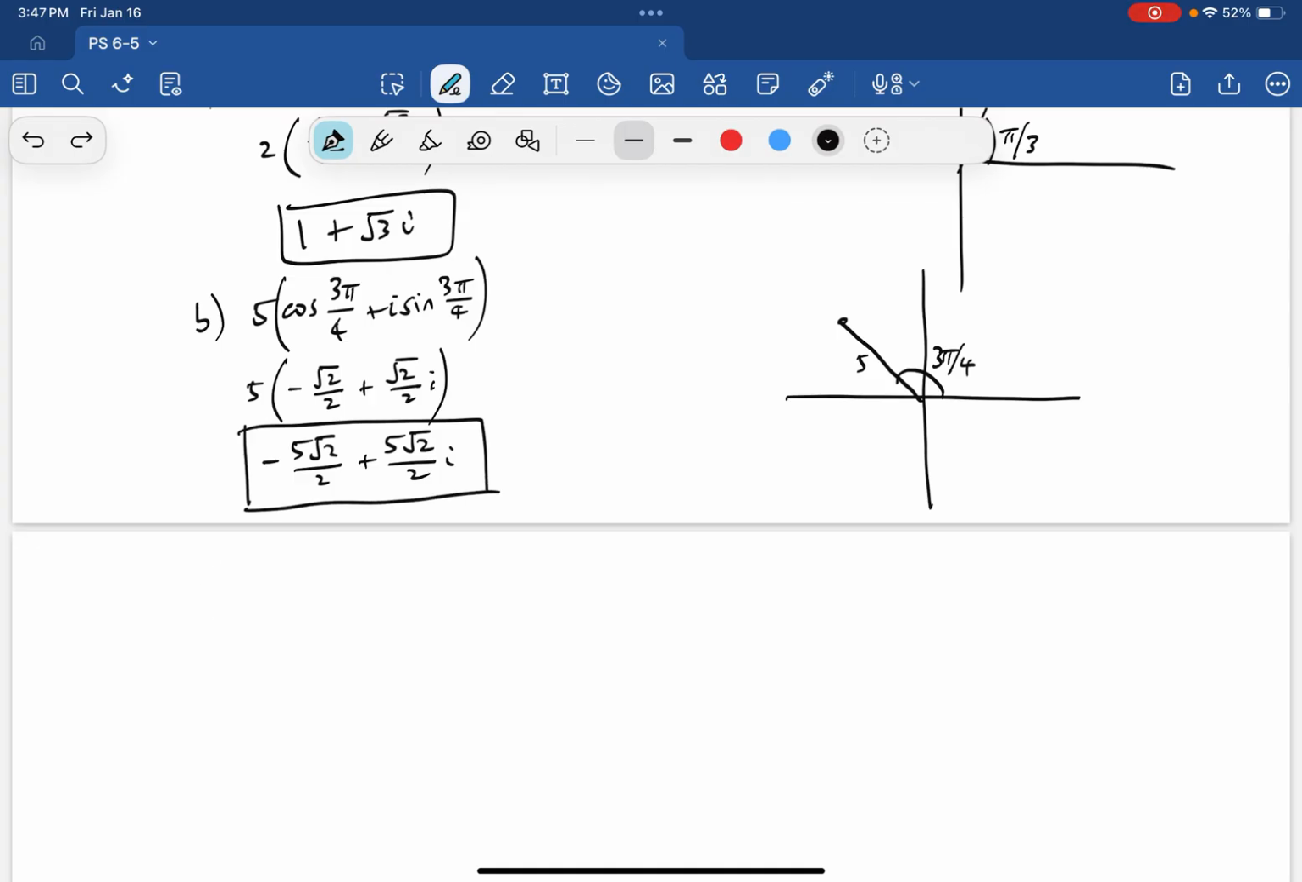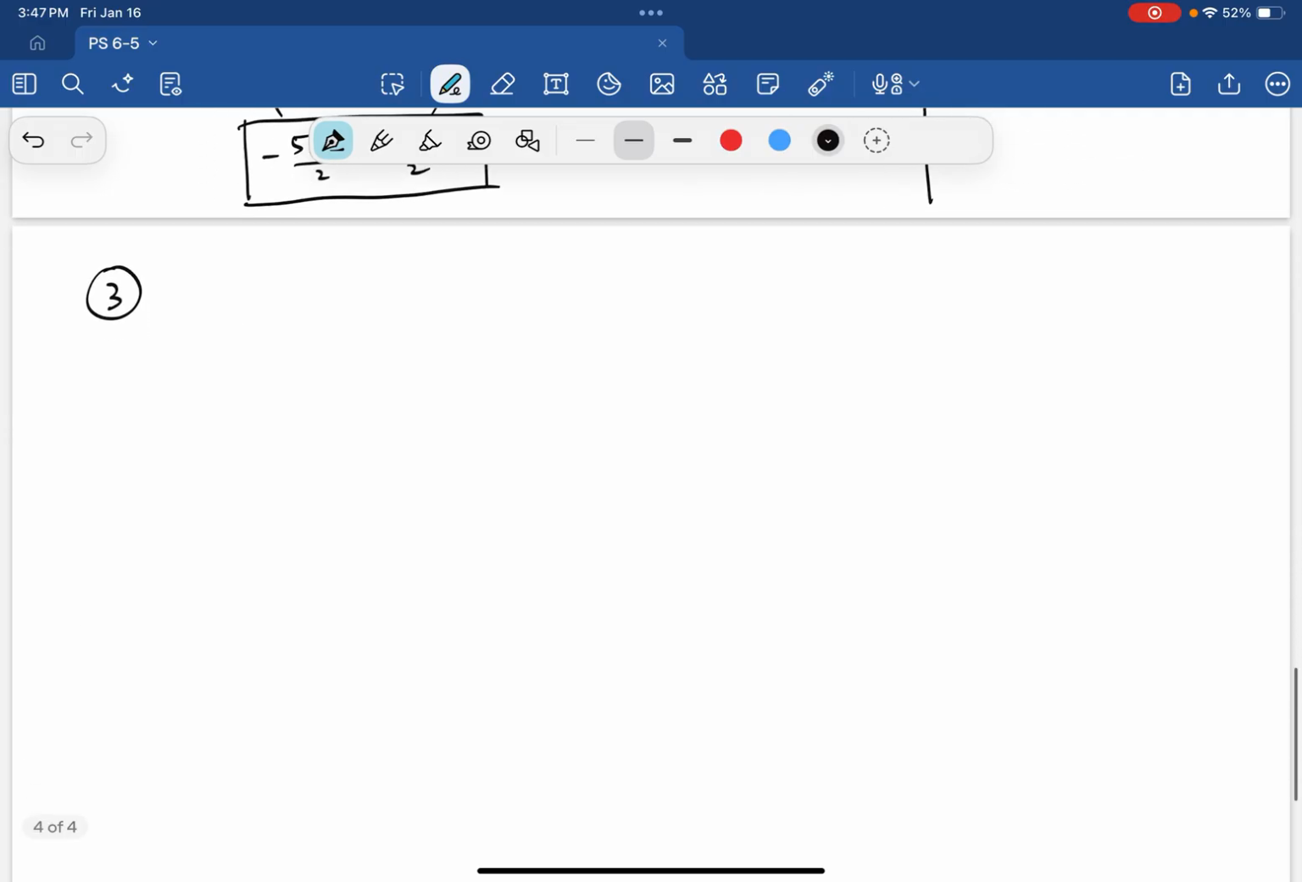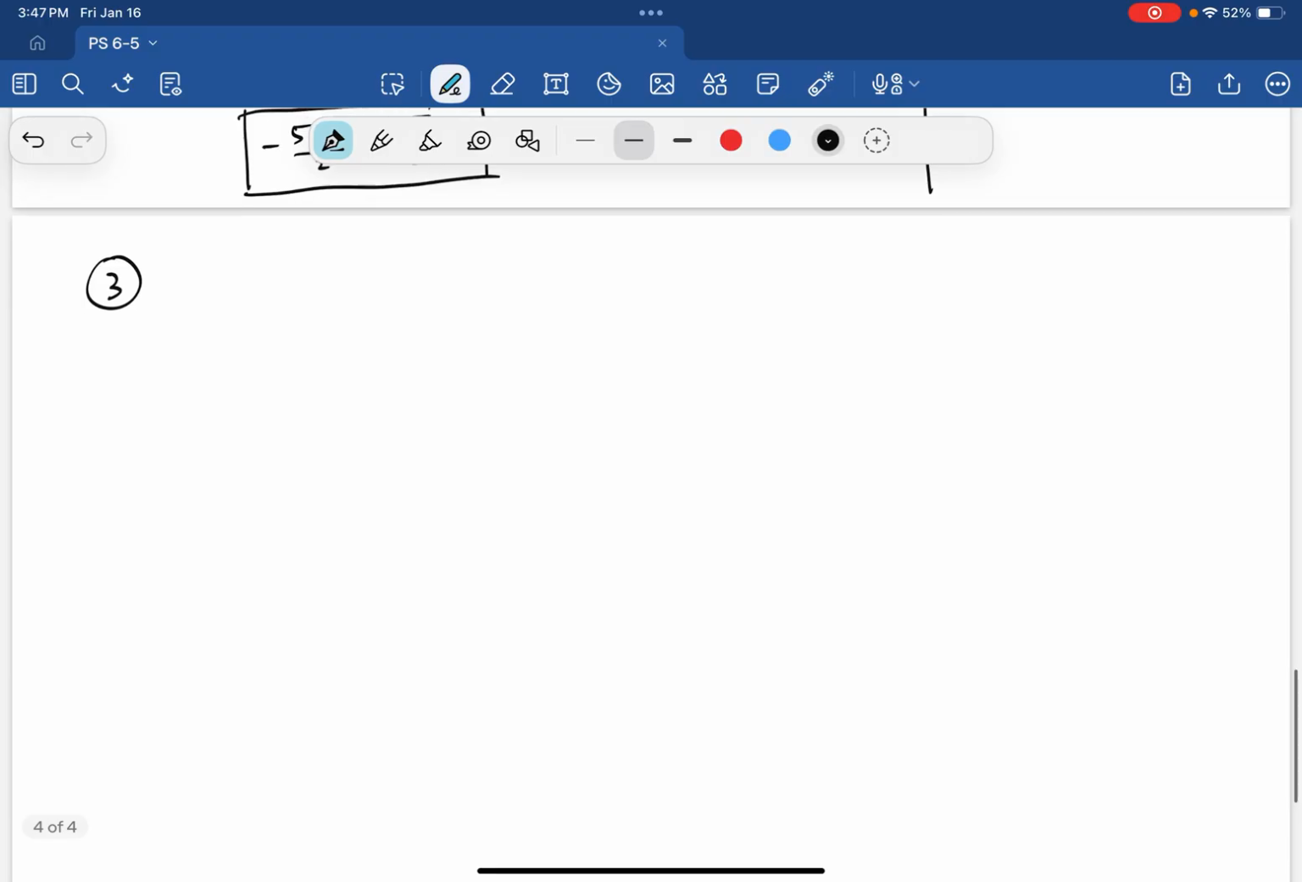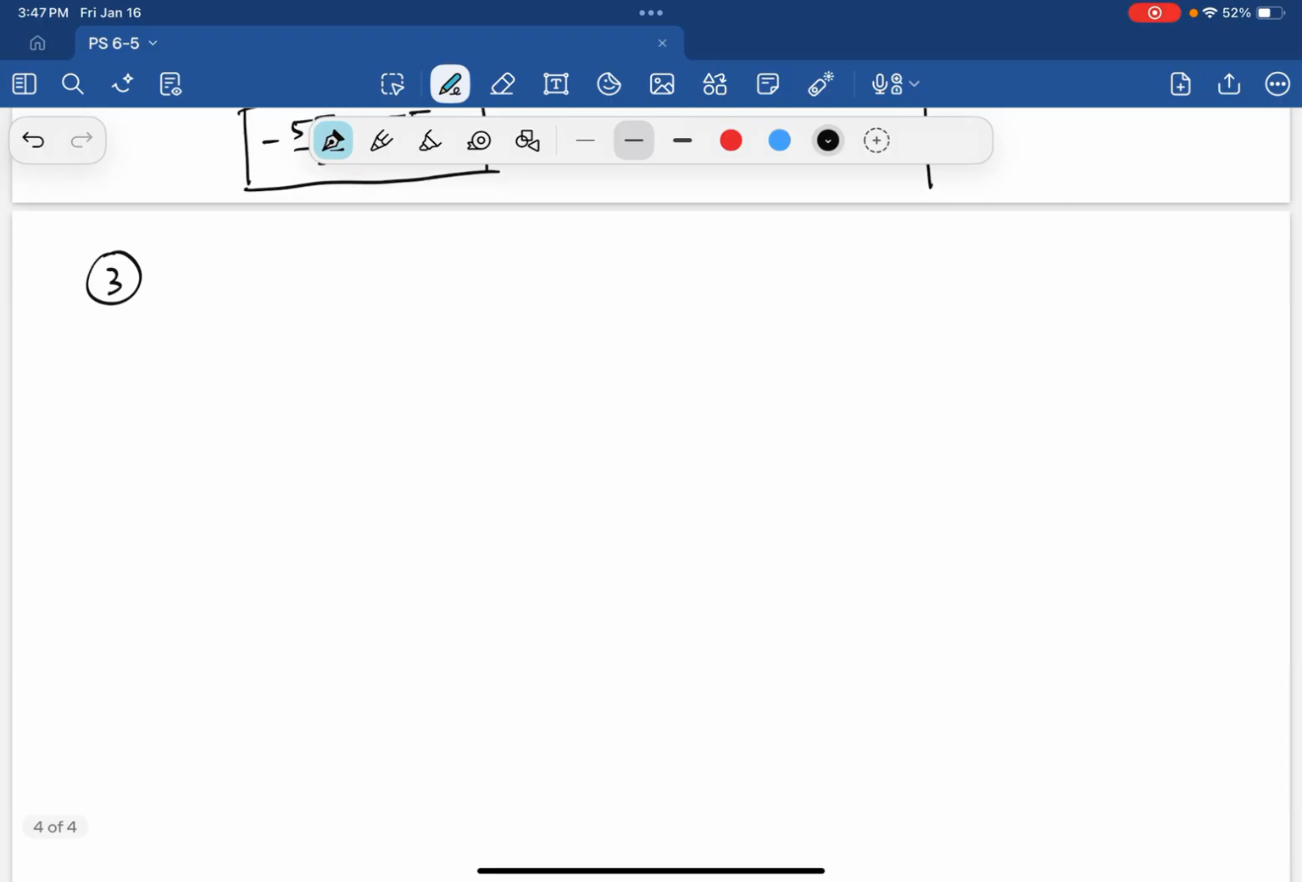Nope, just 2 parts. Okay, number 3. Okay, number 3 is very interesting. I may or may not have written it myself, and it's supposed to inspire us for the next lecture, 6-6. And so it's giving us these two products of two complex numbers in trigonometric form, and it wants us to write the entire product in trigonometric form.